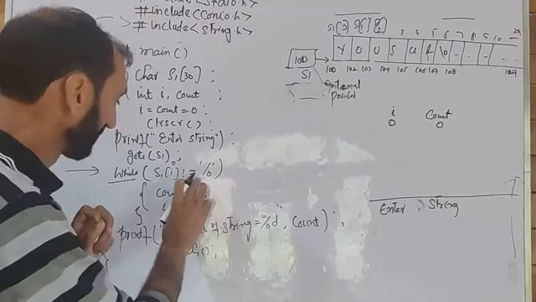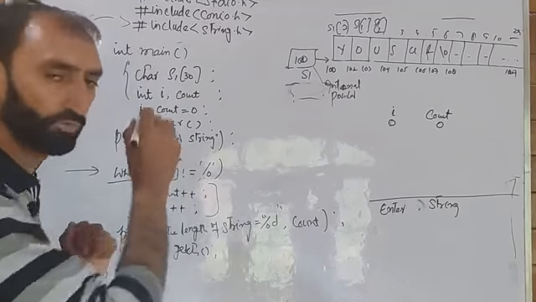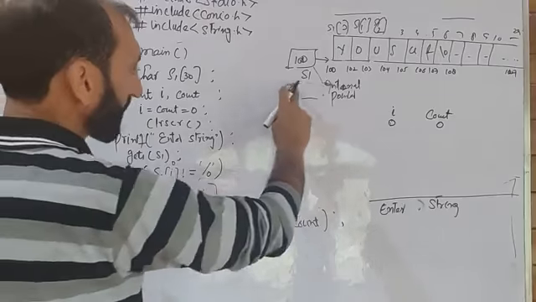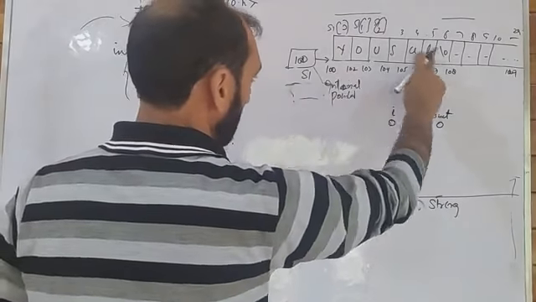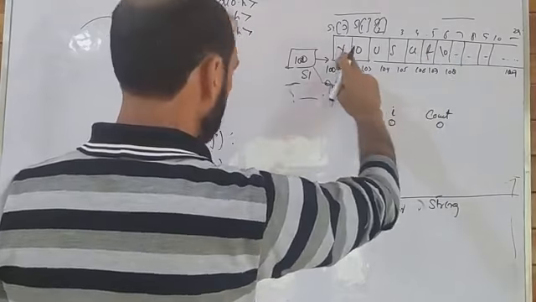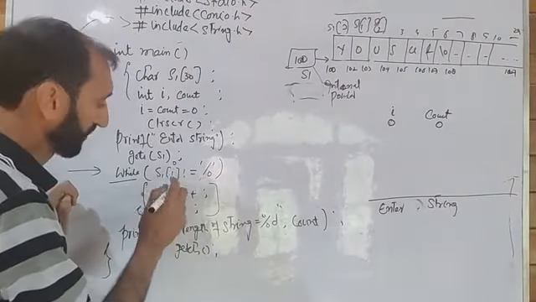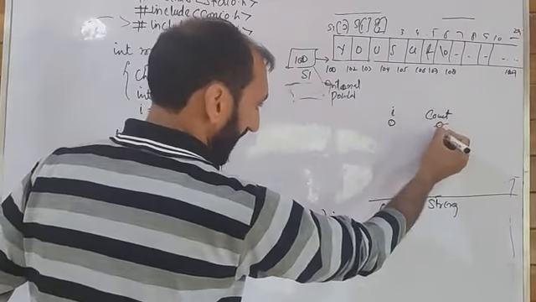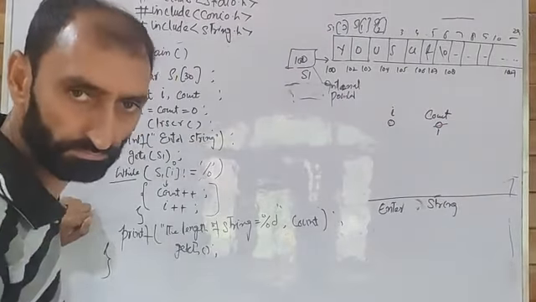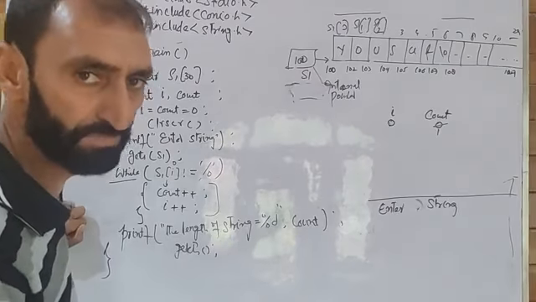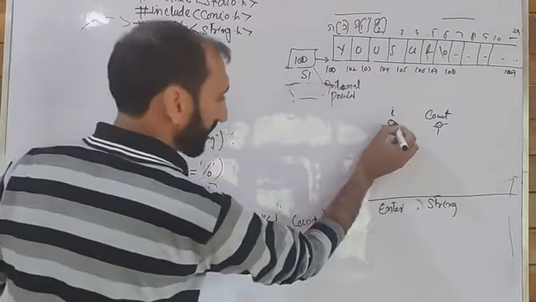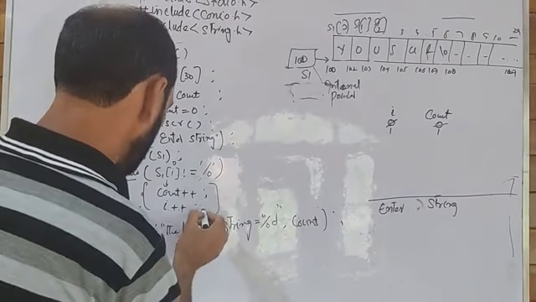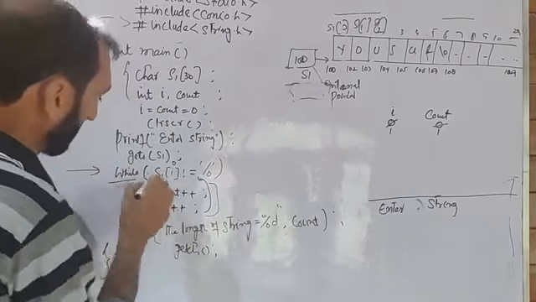As long as it is not the null character, the body of this loop will get executed. Is s1 of I not equal to \0? No, that is not a null character, so this condition is true. Then the body executes: count gets count plus 1, 0 becomes 1, and I is also incremented by 1. Control goes back up to the loop to check the condition again.